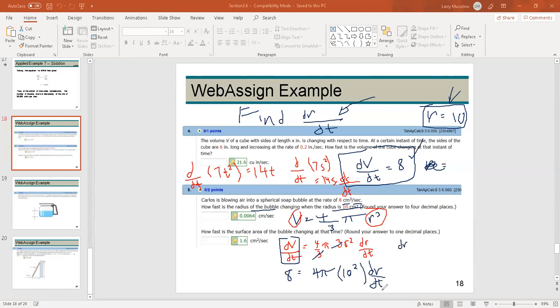So to calculate dr/dt, of course, you'll use a calculator for this, but it would end up being 8 over 4 pi times 100. 10 squared is 100. So 4 times 100 would be 400. So 8 over 400 pi. Notice they want the answer rounded to 4 decimal places. So you would work this out on your calculator and round your answer to 4 decimal places.